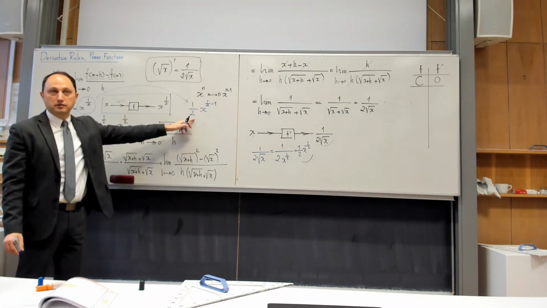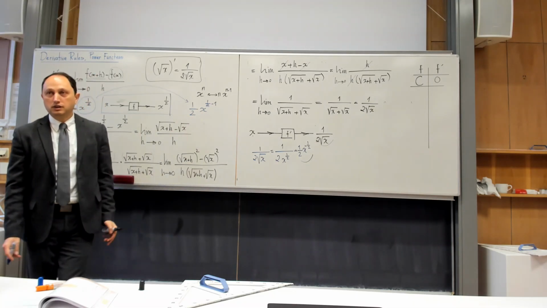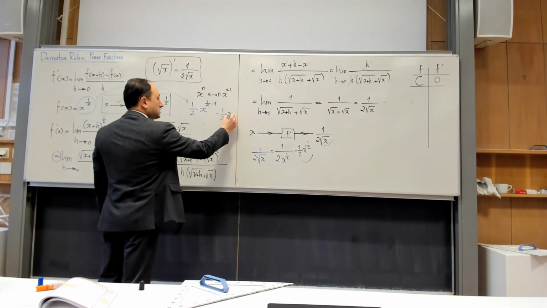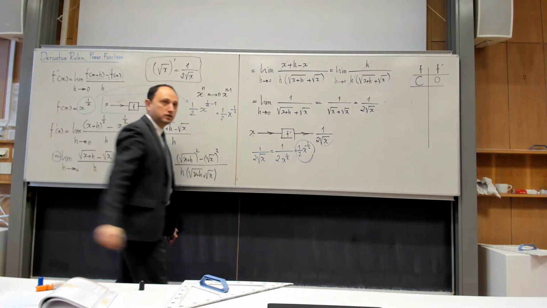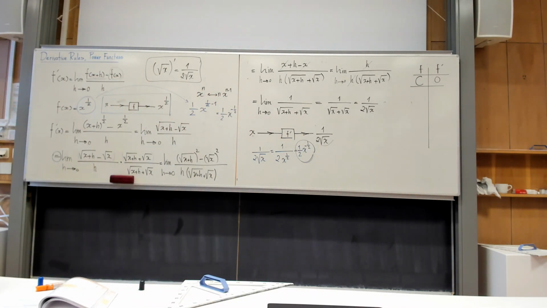Is that understandable? But what is 1 over 2 minus 1? Negative 1 over 2. And then if I write it, it is 1 over 2 x to the power of negative 1 over 2. And that is exactly what I got for the derivative. So apparently it seems that the same pattern also works for fraction powers.